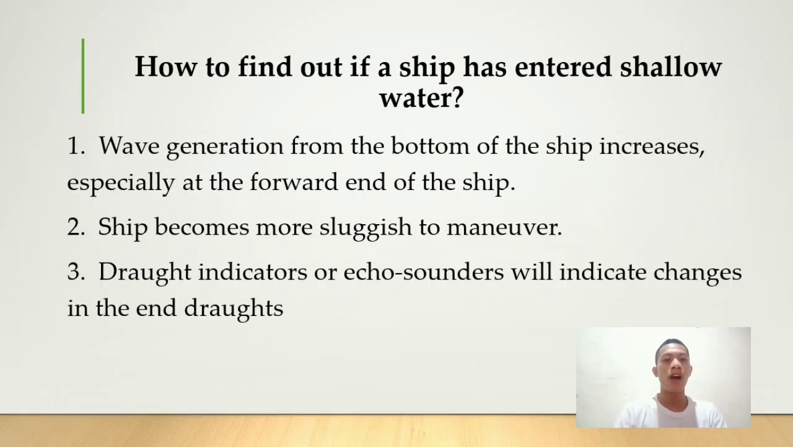Next is how to find out if a ship has entered shallow water. First, wave generation from the bottom of the ship increases, especially at the forward end of the ship. Second, the ship becomes more sluggish to maneuver. The last one is that the draft indicators or echo sounder will indicate a change in the drafts.